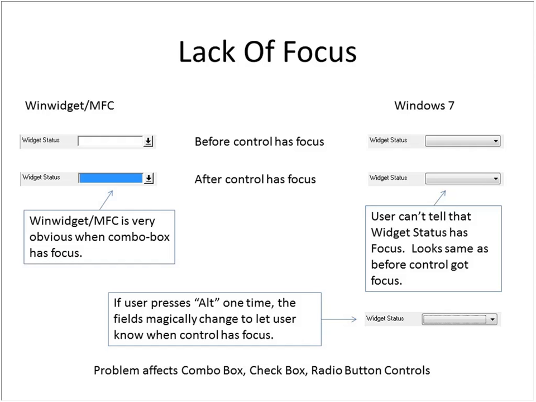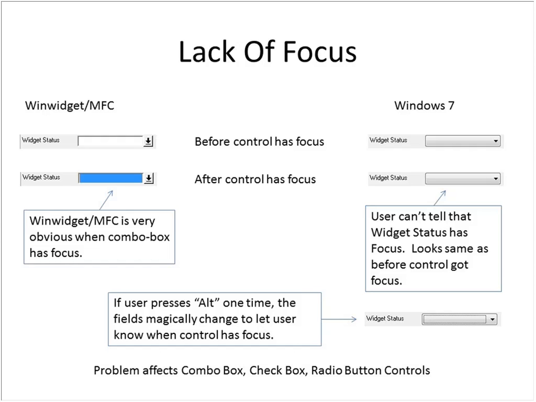Now, what's interesting about this is that, regardless of which field has focus, if the user presses the Alt key one time, then all of a sudden that sets a flag for that user interface that says the user wants to see fields with a line around them to indicate that that field has focus. So by pressing the Alt key, that allows that field to behave like it should, and that is, when the field gains focus, you can tell. It puts a little line around the control.